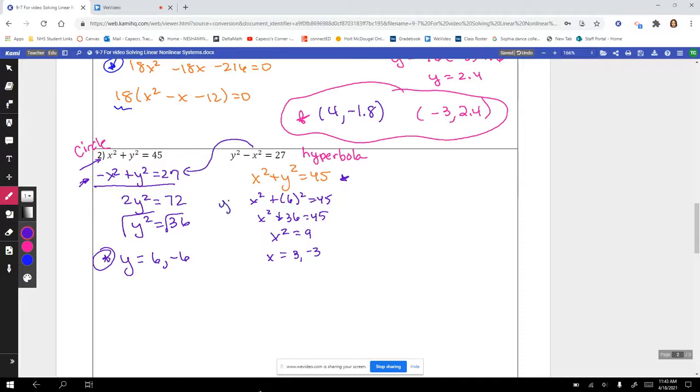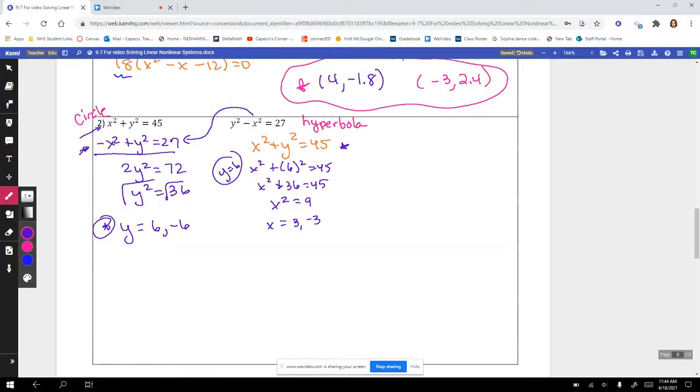So this was when y is equal to 6. So what that means is when y is 6, it's going to be paired up. Oh, I did that backwards. When y is equal to 6, my x value is 3, and my x value is -3.